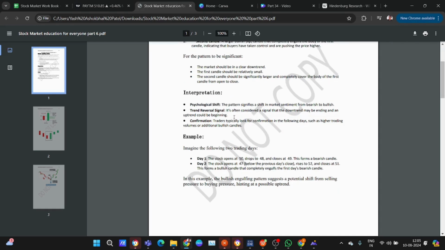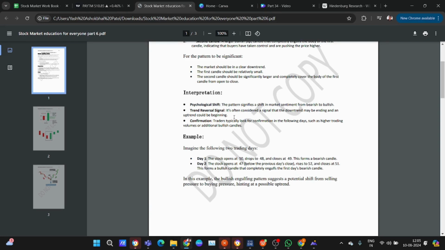Interpretation. Three things come into the picture. First, a shift: the pattern signals a shift in the market from bearish to bullish. Second, trend reversal: it is often considered a signal that the downtrend may be ending and an uptrend could be beginning.